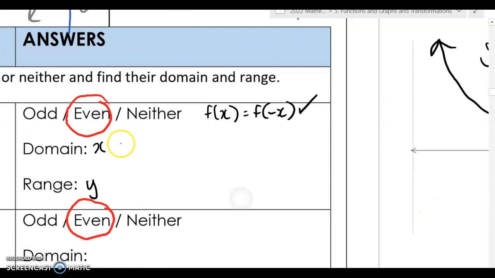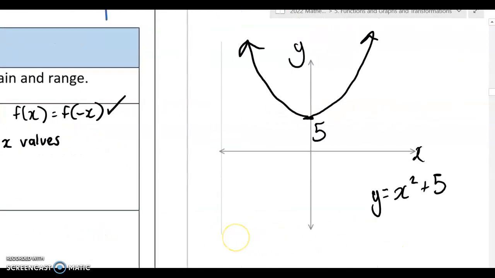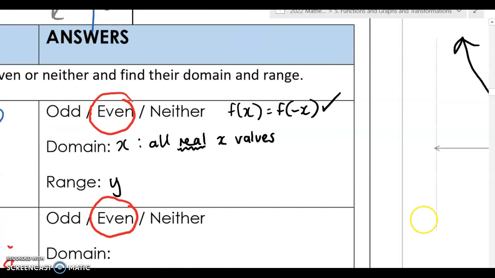So what I would say would be our x would be all, and I'm going to use the word real, x values. We talked about the other day a little bit about the word real. And if you're just saying all x values, that's okay for now as well. Now, y values, or our range. The only y values that we can deal with in this graph are from this value 5 and above. So we need to have y greater than or equal to 5 for our range. And that's our range.